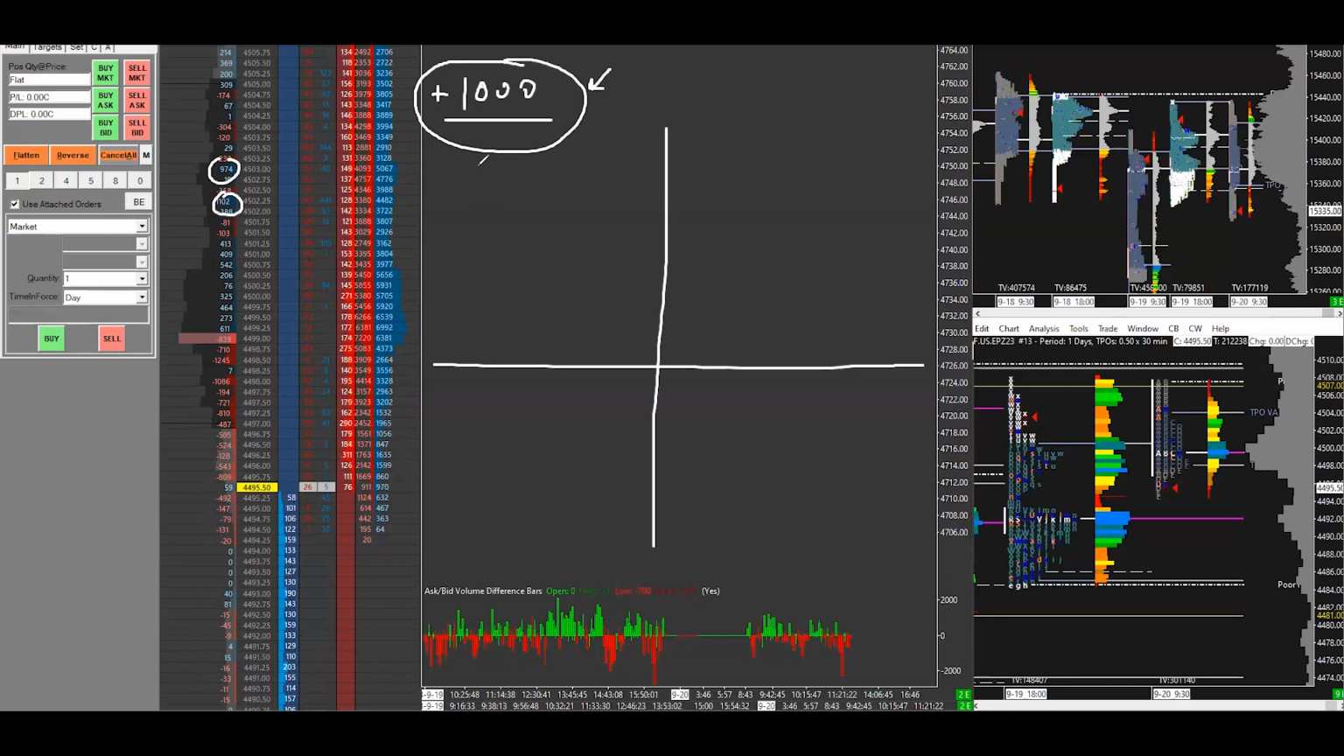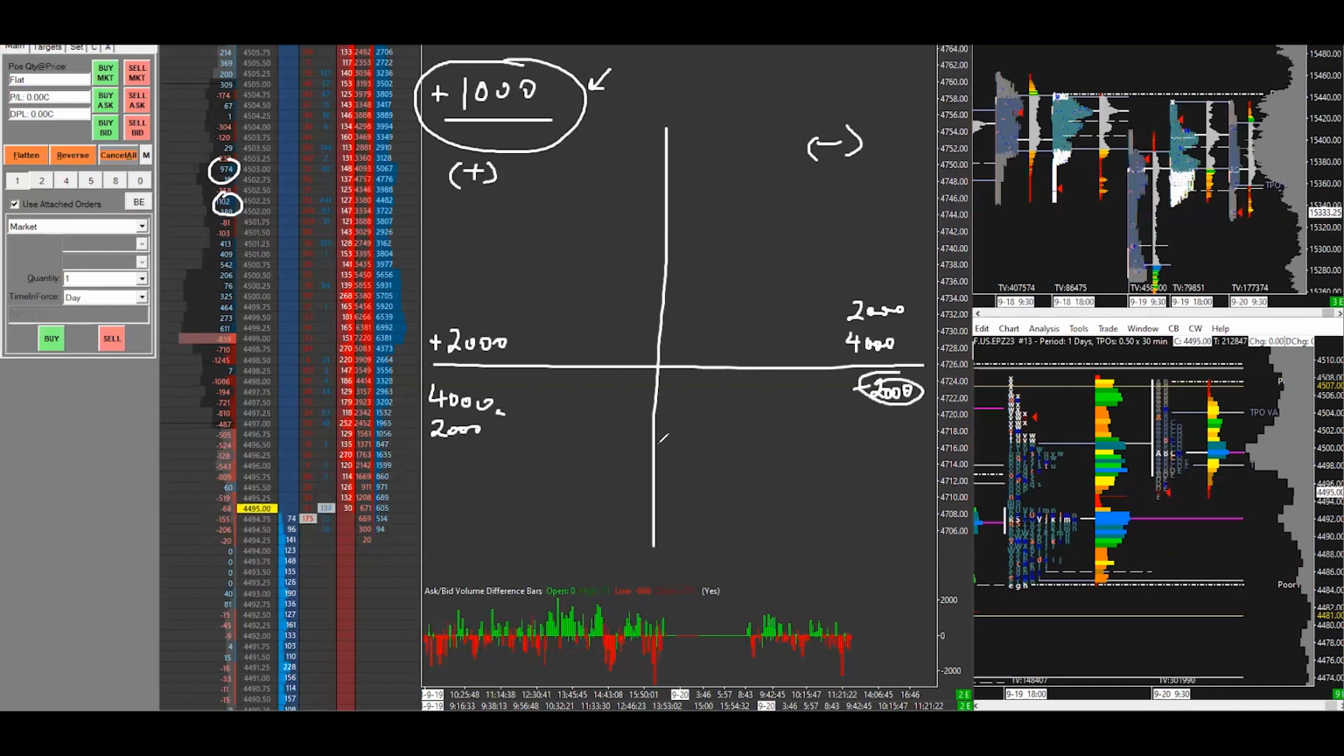So if we split this up, this side is positive delta. Let's assume that this level over here is positive 2,000 delta, and this area over here is negative 2,000 delta. So this is the negative side on this side. What this suggests is that if we go ask minus bid, market buyers versus market sellers, let's say that we have 4,000 market buyers at a certain level and 2,000 market sellers at a certain level. This would create a positive 2,000 delta. In this case, for example, we have 2,000 market buyers at a certain level and 4,000 market sellers at a certain level. This creates a negative 2,000 delta. So this is how they're created.